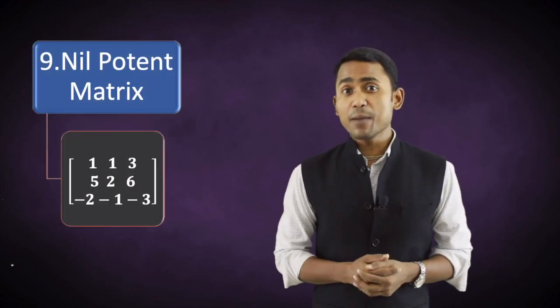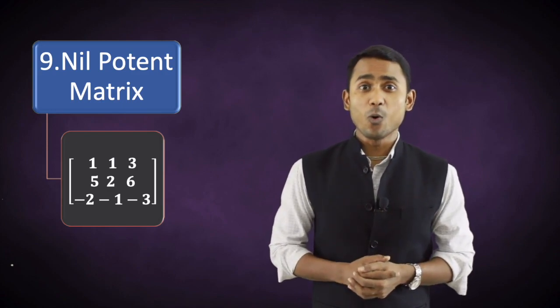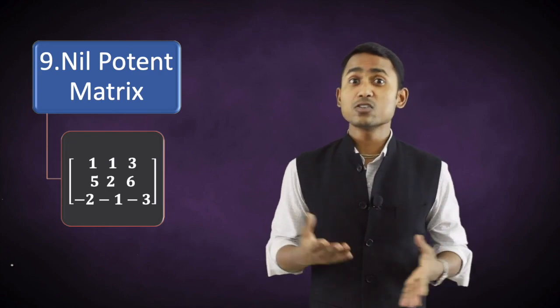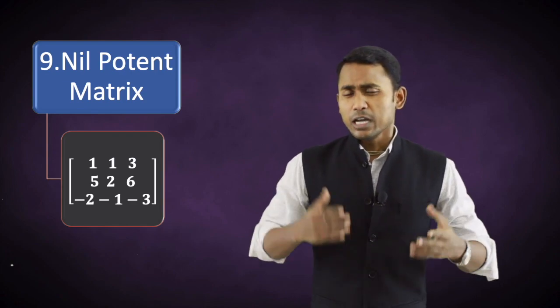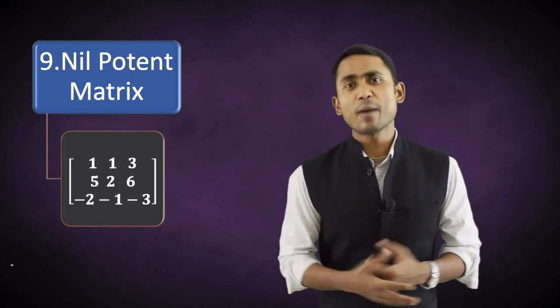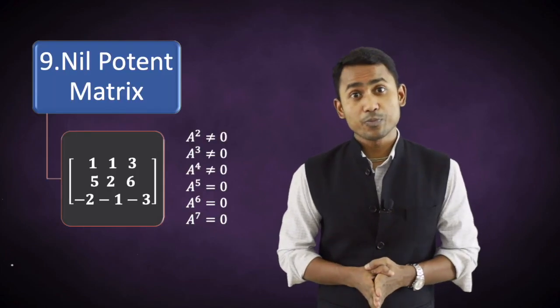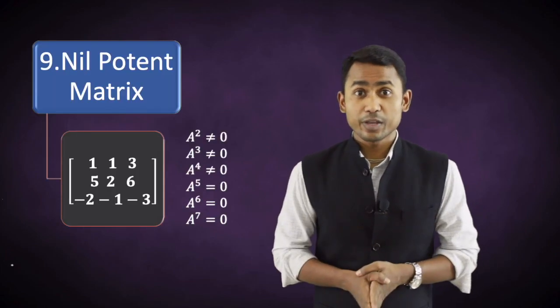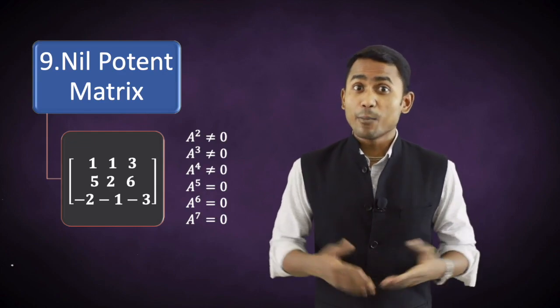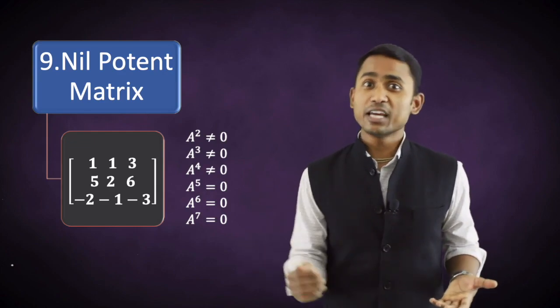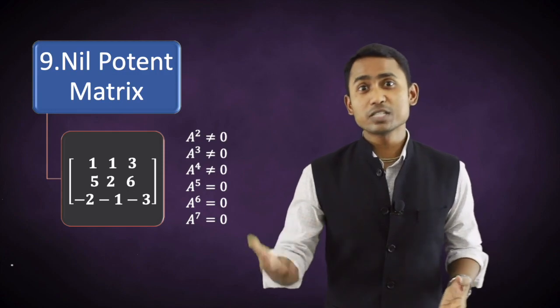Then we have nilpotent matrix. It means if A power p is equal to O, which is the null matrix, then it is called a nilpotent matrix. For example, let's say this is a matrix A. If I square it, then A square is not 0. A power 3 is not 0. A power 4 is also not 0. But if A power 5 comes 0, then A power 6 is 0, A power 7 is 0.